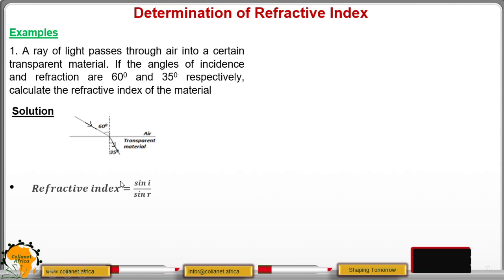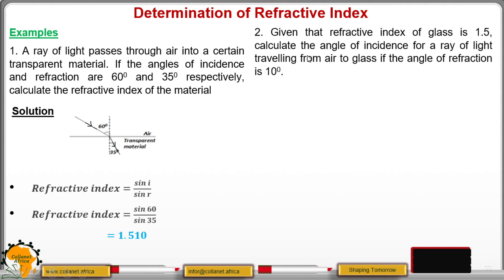So refractive index by definition is equal to sine i over sine r. Therefore, we substitute our values, it will be sine 60 degrees divided by sine 35. And when you key this in your calculator, you find that the refractive index is 1.510. We move to example 2.